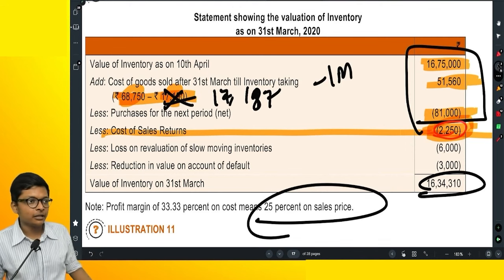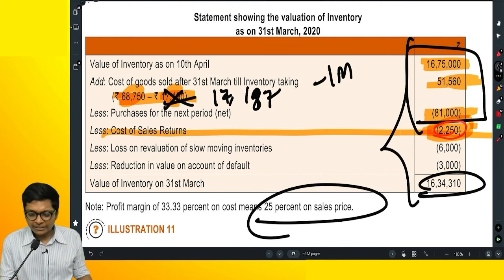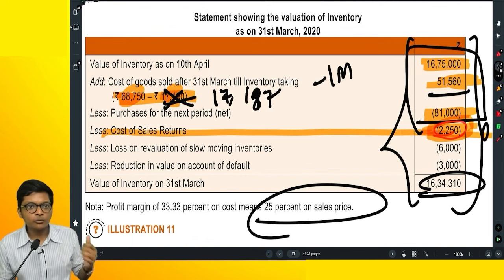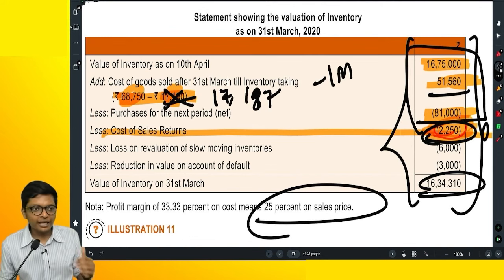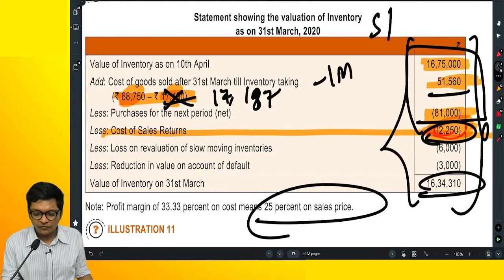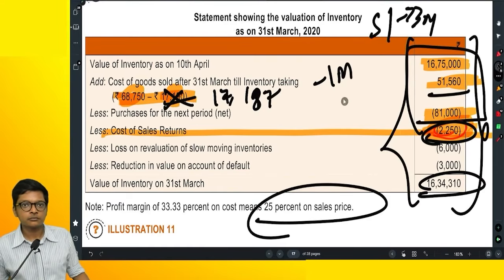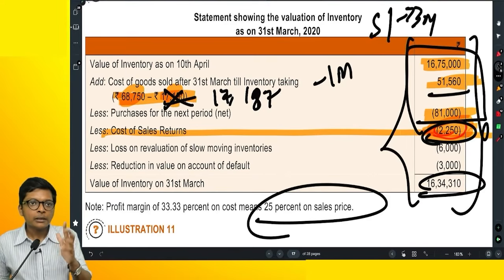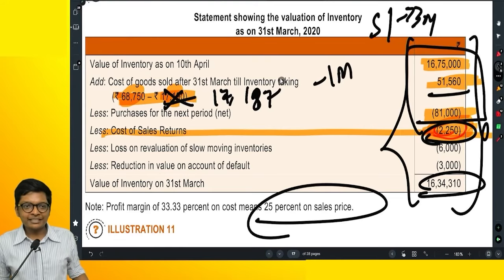எதுக்குமே breakup காட்டலையே. He didn't show breakup for anything. How 51,650 came? No breakup. How 2250 came? No breakup. If I am the examiner for him, I will give out of 5 only 3 marks. You need to show the breakup. Are you following, guys? Can I proceed to next adjustment?